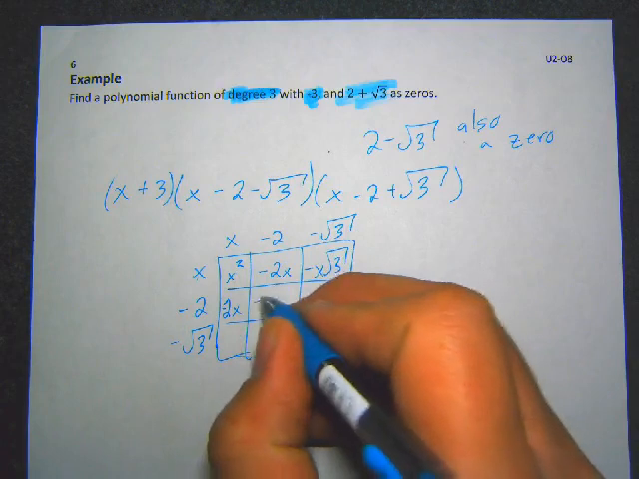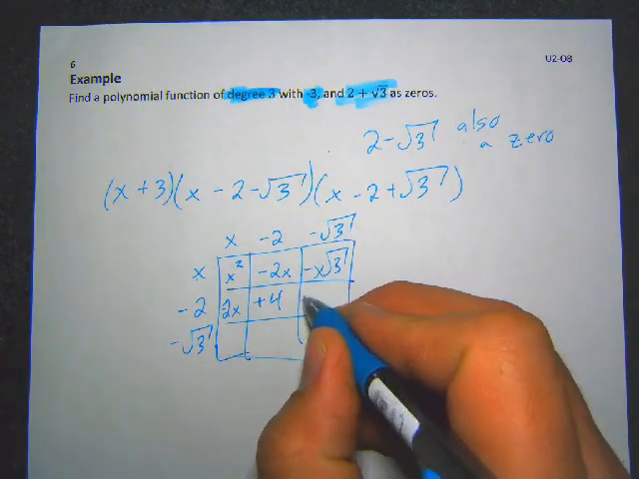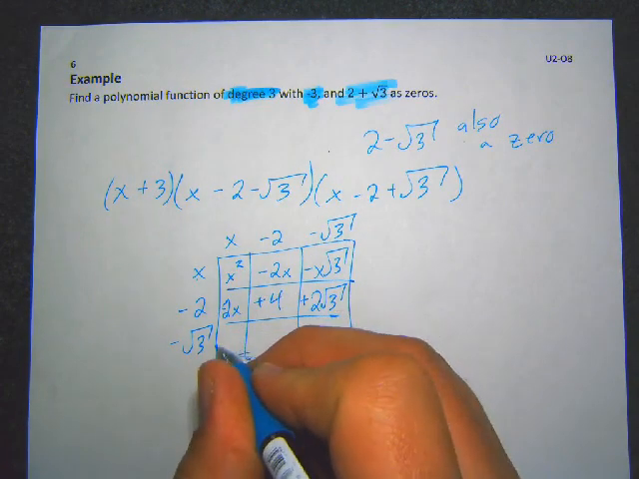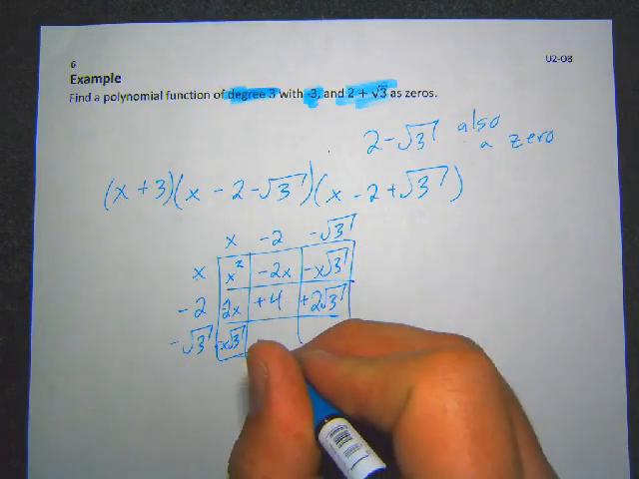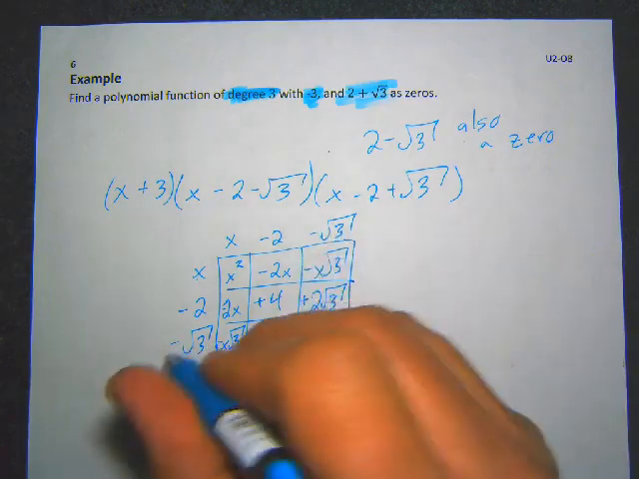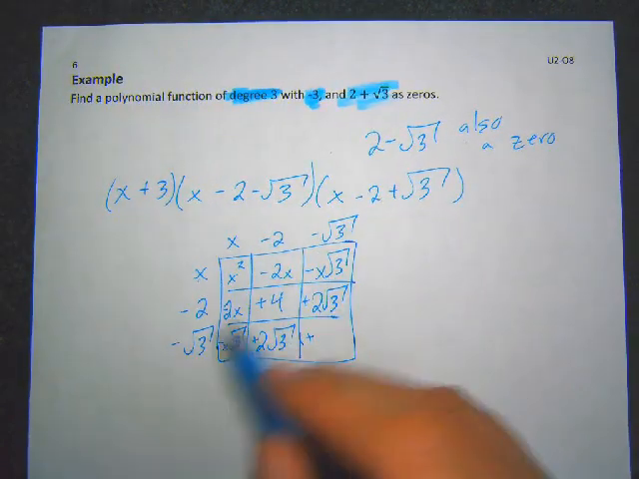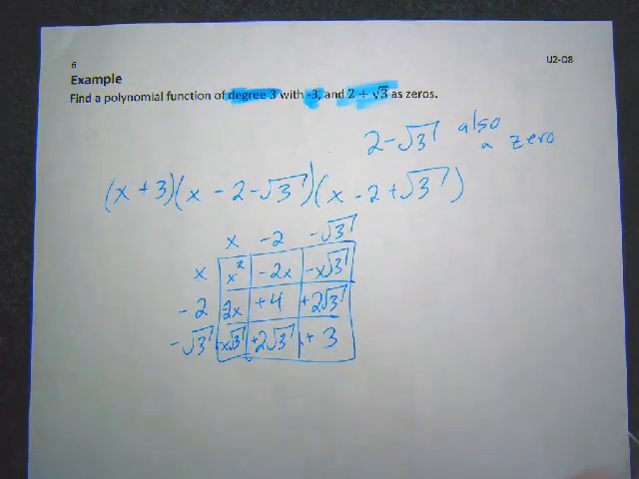Minus 2 times minus 2 is plus 4. Minus 2 times a negative root 3, so that's going to be a positive 2 root 3. X times negative root 3, so I get negative x root 3. Negative 2 times negative root 3 is going to be a positive 2 root 3. And negative root 3 times negative root 3, well, negative makes a plus. And if you multiply root 3 times itself, it's like you squared it, right? And if you square root, it cancels, so you just get 3.